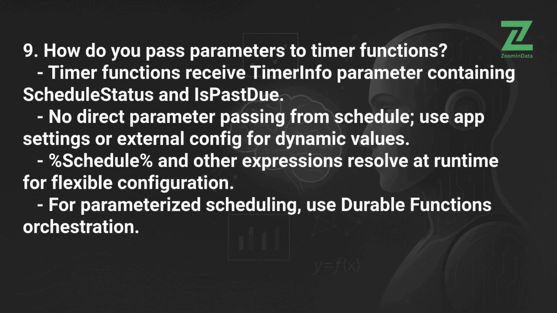9. How do you pass parameters to timer functions? Timer functions receive TimerInfo parameter containing schedule status and IsPastDue. No direct parameter passing from schedule. Use app settings or external config for dynamic values. %schedule% and other expressions resolve at runtime for flexible configuration. For parameterized scheduling, use durable functions orchestration.